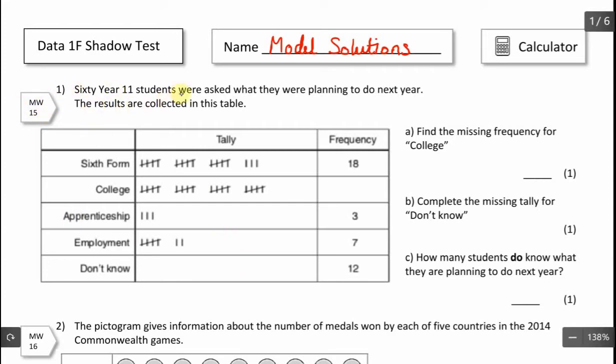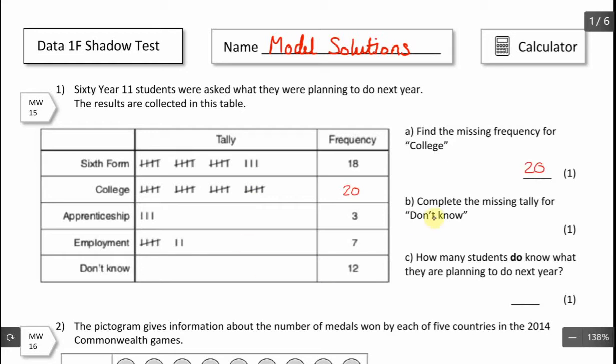We've got 60 year 11 students here and they were asked what they were planning to do next year. So the options are sixth form, college, apprenticeship, employment, or don't know. It says find the missing frequency for college. Frequency is just the total of what these add up to. The tally is very simple to add up. If they've barred the gate, that means you've got 5 in each. So 5, 10, 15, 20 people think they want to go to college.